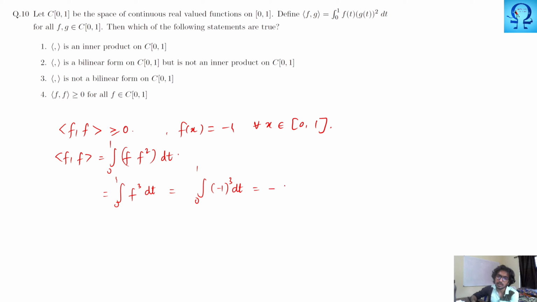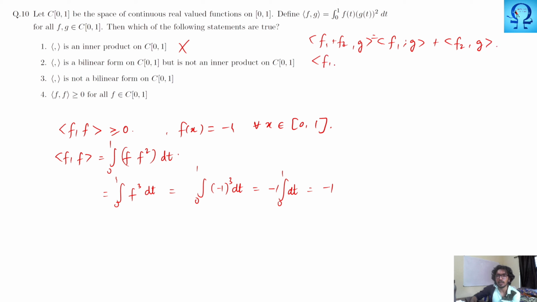So this is minus 0 to 1 dt minus 1, this is minus 1, which is not clearly bigger than or equal to 0, so this is not an inner product. Okay, and if you have to check the bilinearity, you can very well try and check f1 plus f2 comma g would be f1 comma g plus f2 comma g, this you would get.